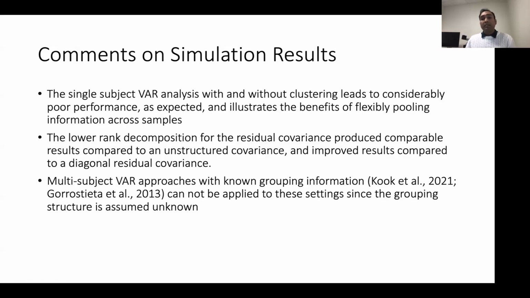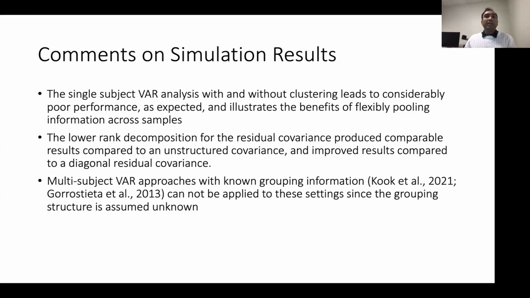And we found that the results are comparable between the low rank covariance and the unstructured covariance. The other thing that I would note here is that most of the VAR literature actually focuses on the diagonal covariance for the residual. They don't even consider unstructured covariance.